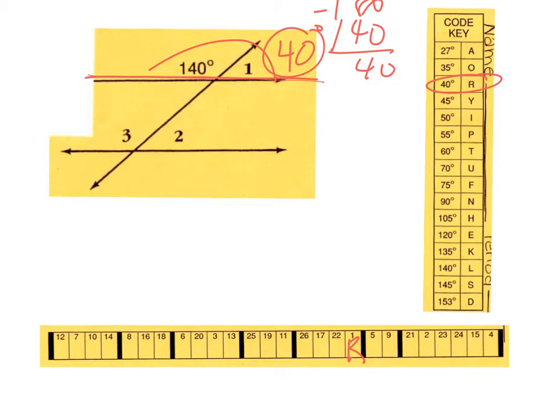Let's take a look here then. So obviously 1 and 2 are equal because they're corresponding. Again, hopefully you know your vocab here. So this is 40 degrees. And so wherever I see a 2, I'm going to put that same R down here. And then 3 we know is 140 because this angle and angle 3 are corresponding. So 140 degrees. So wherever I see that 140 degrees over here, it's going to be L. So 3 is going to be L.